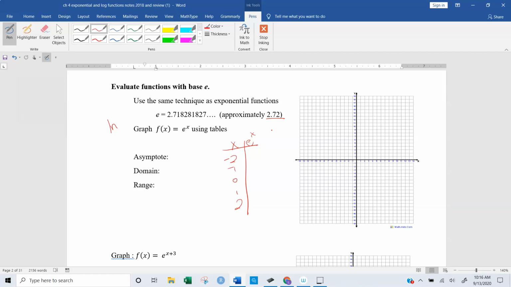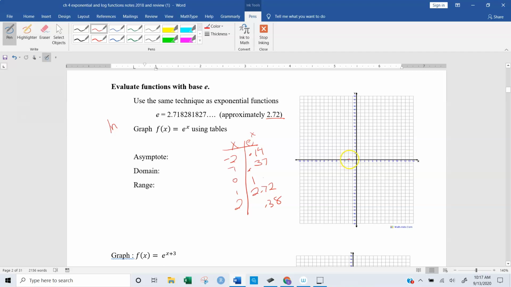hang on, I gotta get my calculator. Okay, e to the -2nd. So you're just typing this in the calculator. And we're going to go to the 100th spot. So you get 0.14. e to the -1st is 0.37. Anything to the 0 power is 1. Okay, 2.72 for e to the 1st. And 7.38 for e squared. So let's graph these.